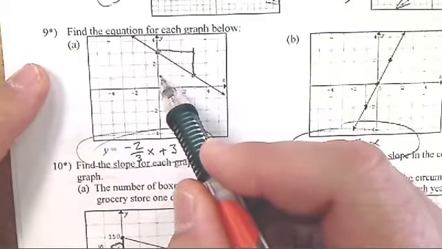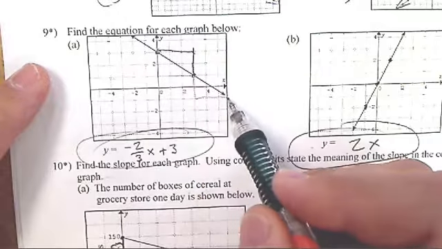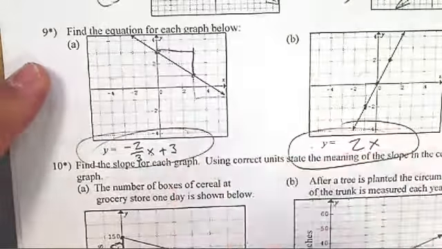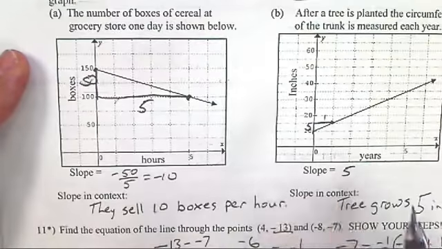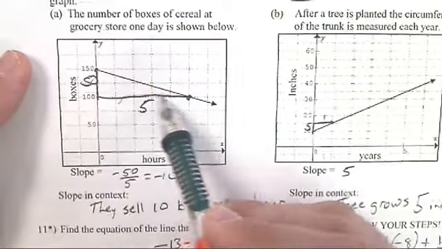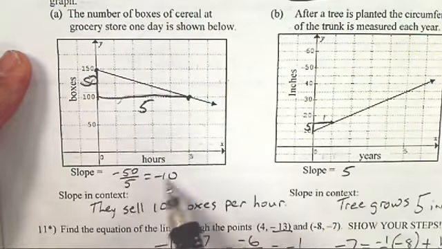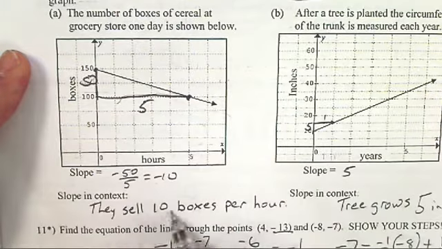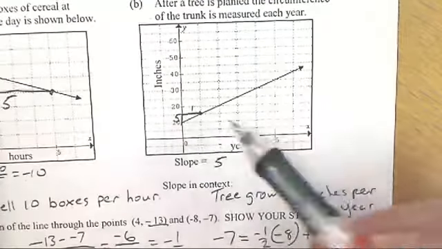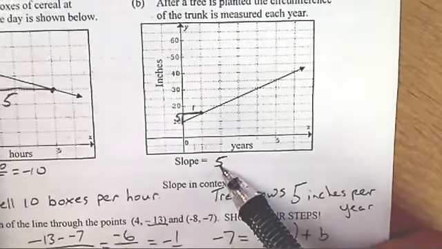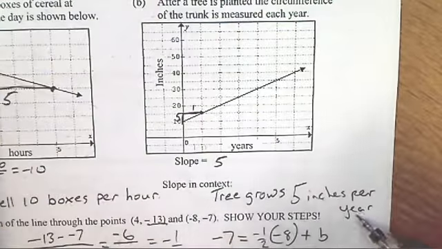Goes down 2 over 3. Down 2 over 3. X plus, start off at 3. 50 over 5 is 10, and it's going downhill, so it's negative. They sell 10 boxes per hour. 5 over 1 is just plain old 5, and the tree grows 5 inches per year.